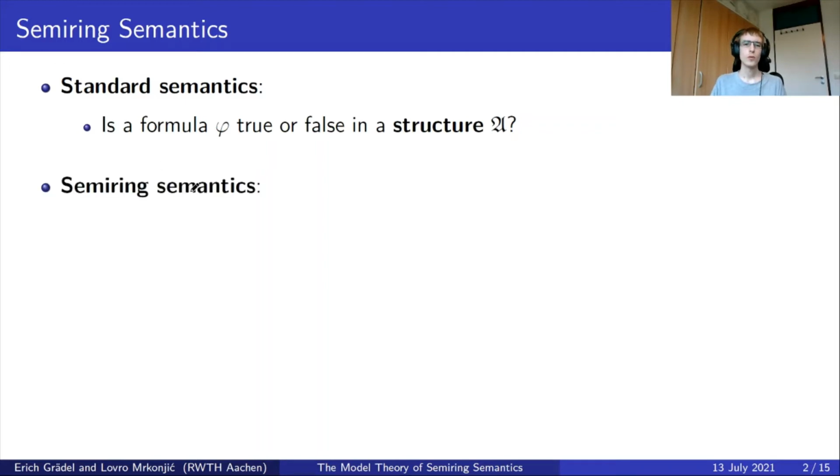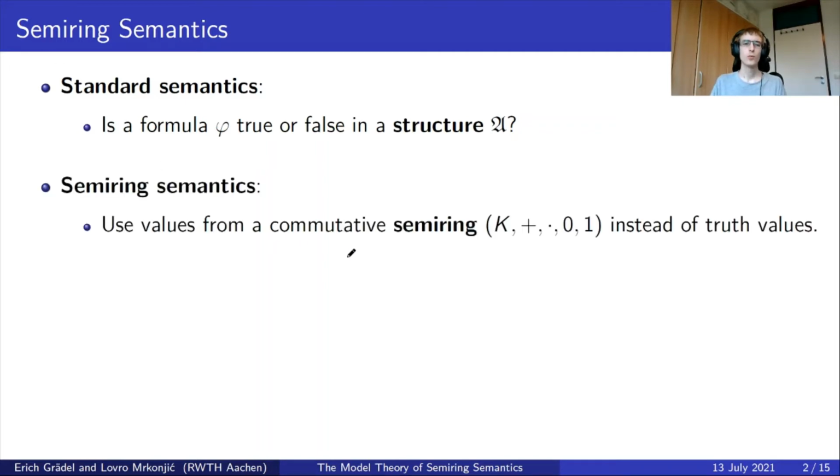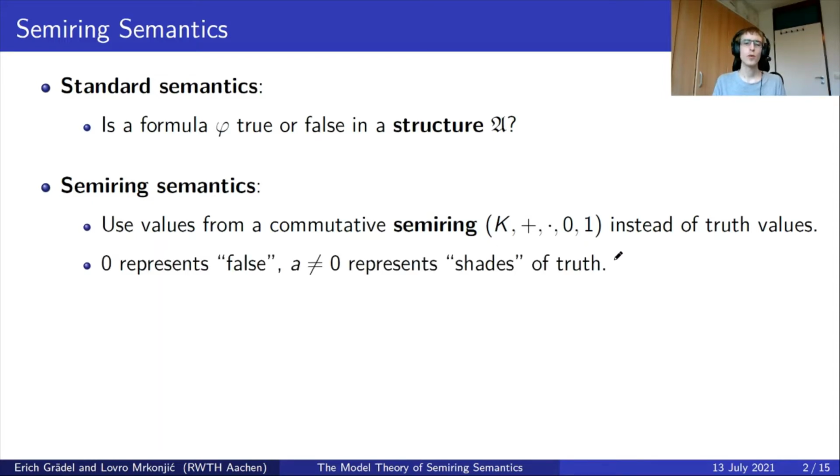Now, what we do in semiring semantics is we replace these truth values by arbitrary semiring values. So we use a commutative semiring, and 0 in this semiring represents false, and any non-zero value represents some shade of truth. And now we can apply this to derive more than just true or false from evaluating this formula.